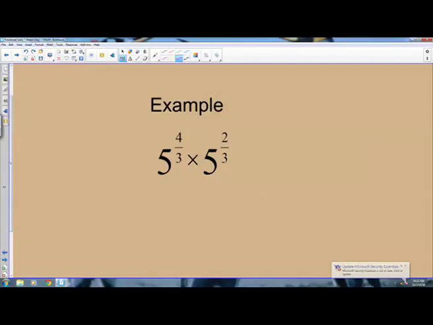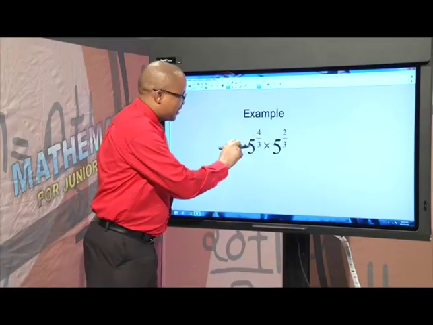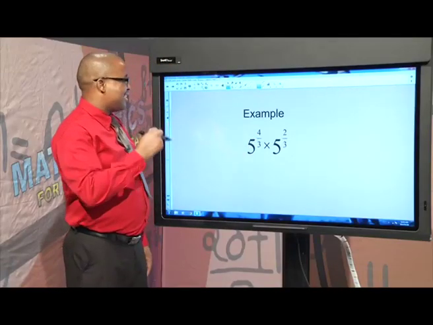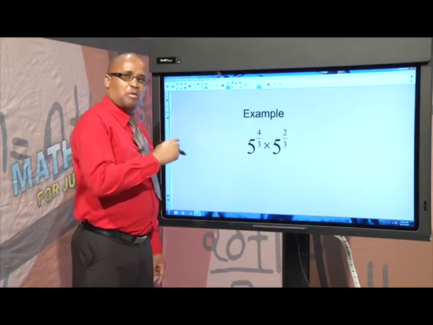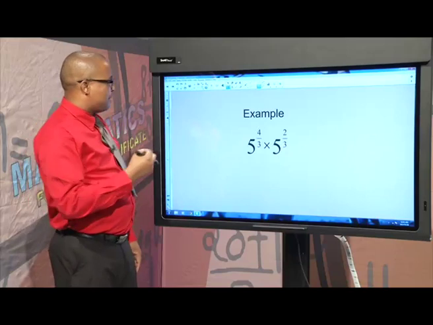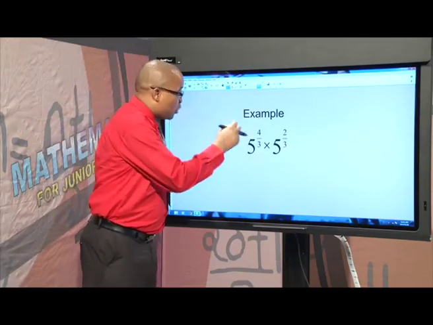The first example is 5 to the power 4 over 3 times 5 to the power 2 over 3. And then it says multiply this. Now, this 5 to the power 4 over 3 simply says find the cubed root of 5, then after that, raise it to the power 4. Now, can you find the cubed root of 5?